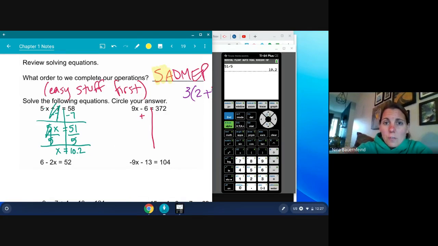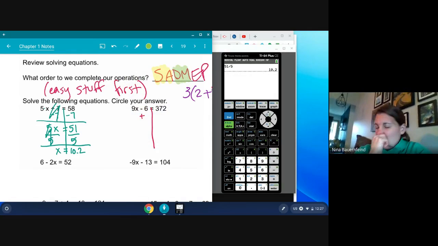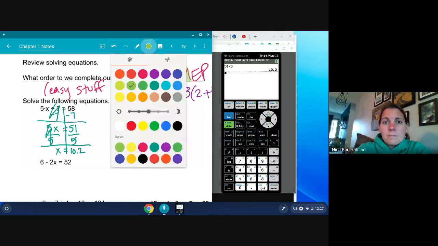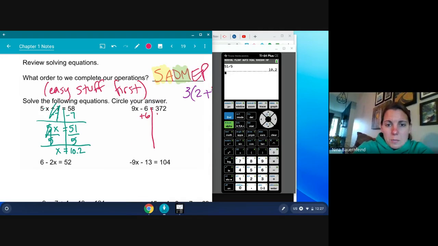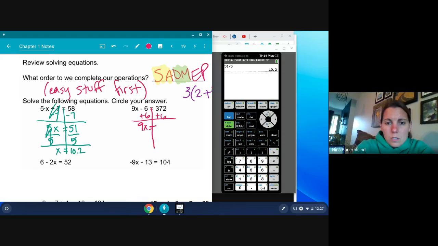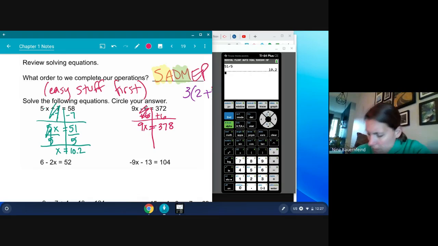Subtraction and addition first, division and multiplication second, and then you deal with exponents and stuff. So we would add 6 to both sides, and we get 9x equals, that's gone, 378. And then what do we do?